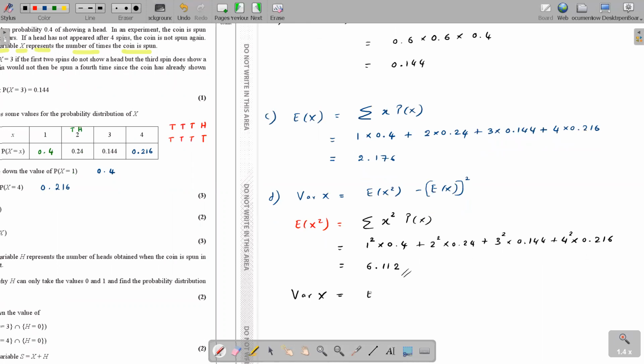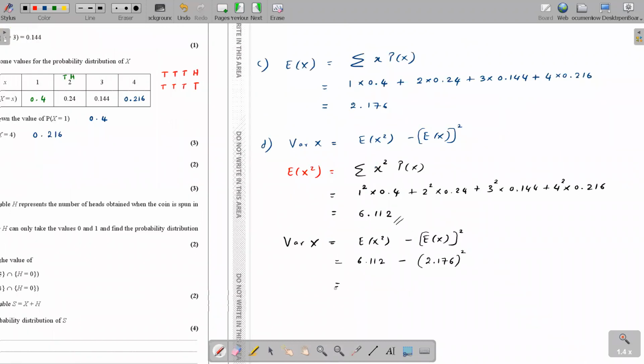Variance x is E(x square) minus the mean square. So E(x square) is 6.112. Subtracting the mean square, your E(x) is 2.176 children. So can you all subtract this and tell me the answer? 6.112 minus 2.176 whole thing square. How much is that exact answer? 1.377024. You get a bigger answer, right?